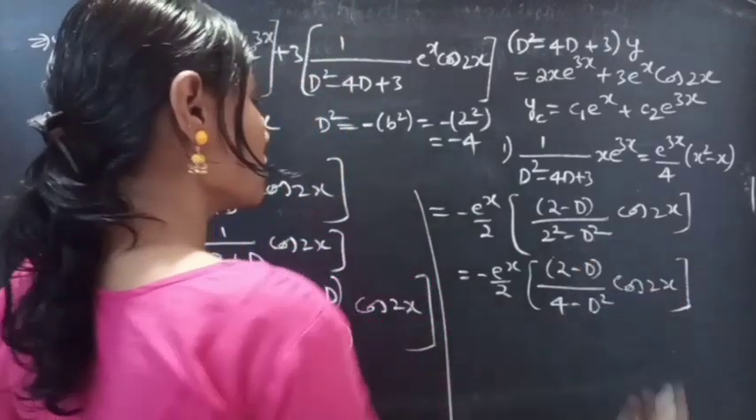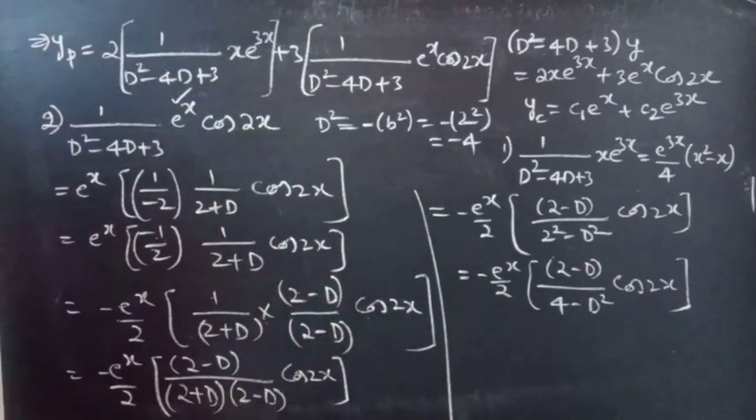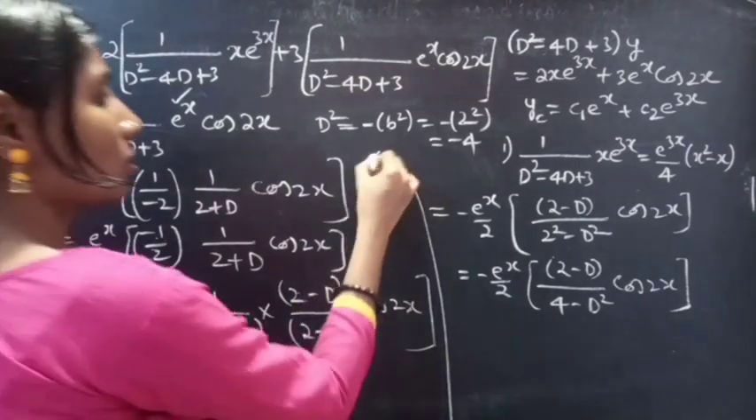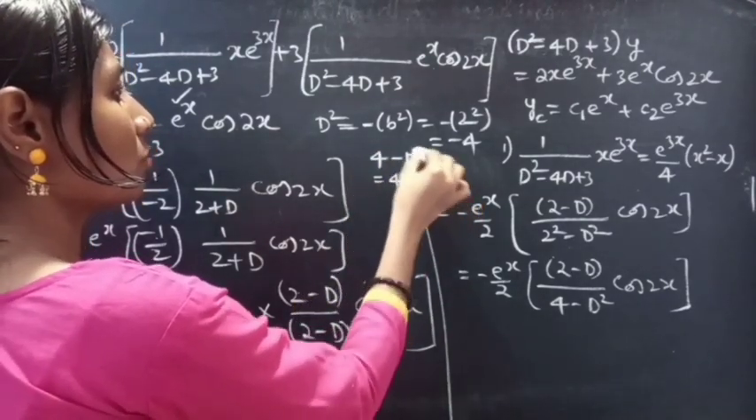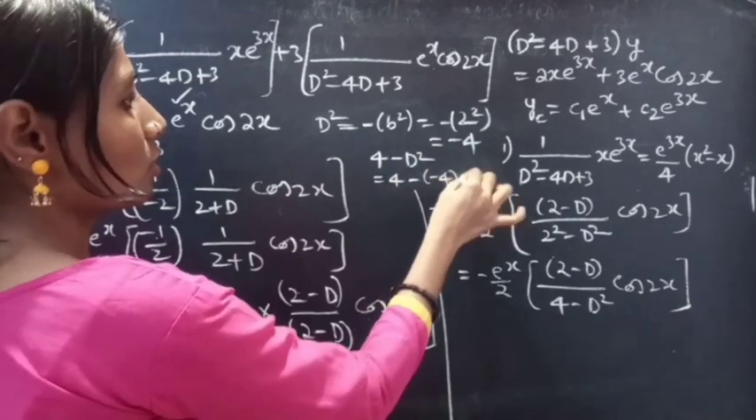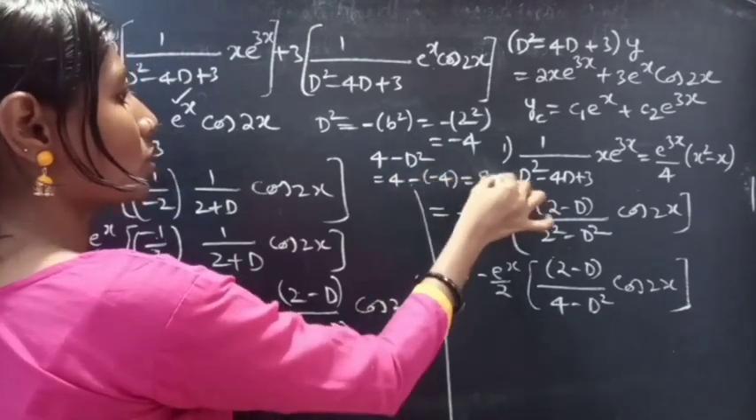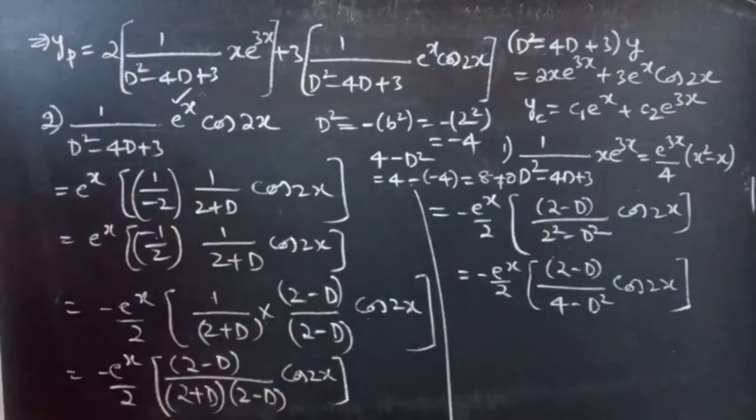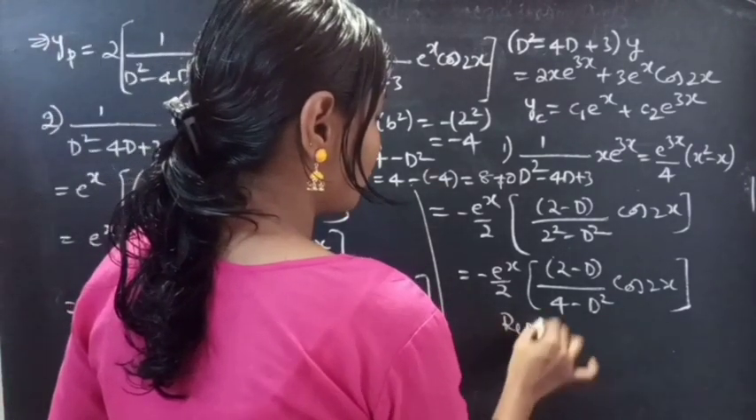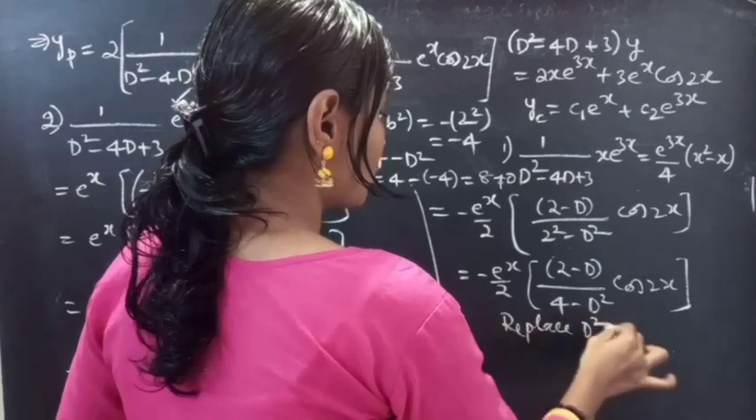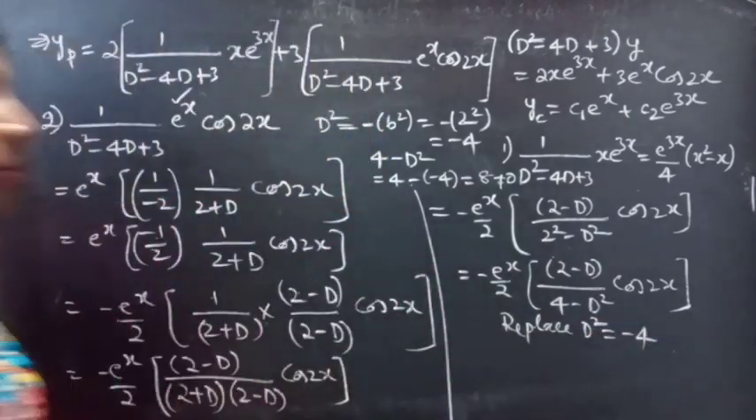Again, d square appears in the denominator, so we have to check what happens if we replace d square in the denominator. We'll get 4 minus d square equals 4 minus, replace d square by minus 4, we'll get 4 plus 4, 8, non-zero, right? By replacing d square by minus 4, the denominator becomes non-zero. So what we'll do here, we'll just replace d square by minus 4.